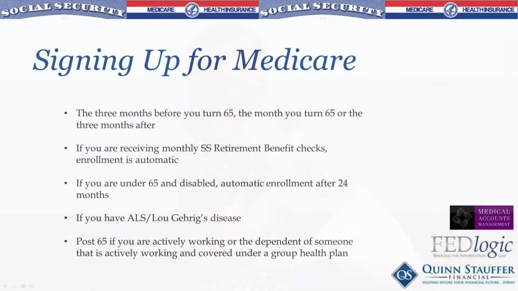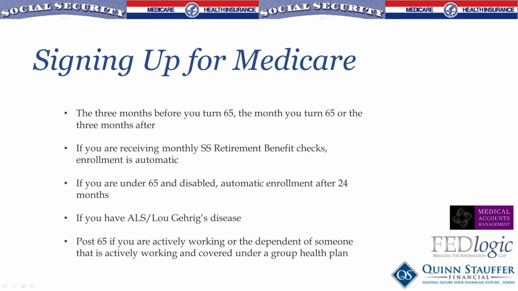All right, so when can you sign up for Medicare? You can sign up the 3 months before your 65th birthday, the month that you turn 65, and the 3 months after. If you are receiving your Social Security retirement benefits, you are going to walk to your mailbox about 3 months before your 65th birthday, and there your card's going to be. They automatically enroll you into Medicare if you're collecting your monthly retirement benefits.